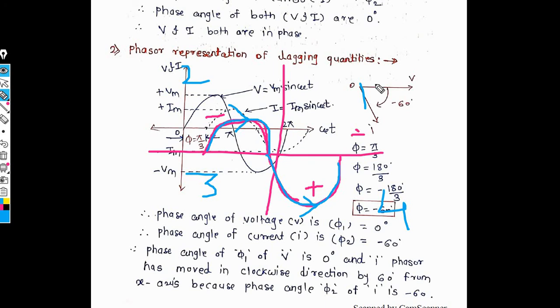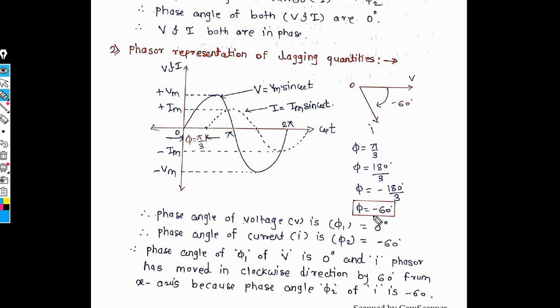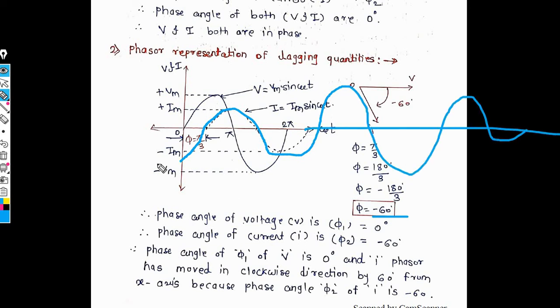That means the angle is not specified. Whether it is plus 60 or minus 60 will depend on the direction. Here we have considered minus 60, but the waveform of current starts from this point. That means the initial angle starts from the minus side of the y-axis, so we have considered a minus sign for the initial angle.